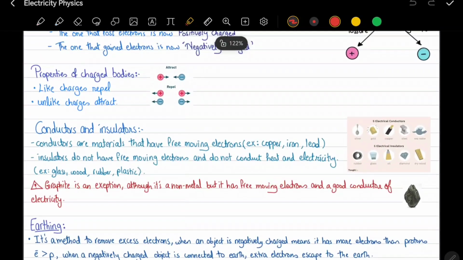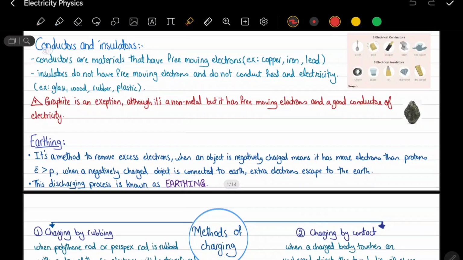The properties of charged bodies: whenever we have like charges, they will experience repulsion, and unlike charges will attract. So if you have positive and positive, they will experience repulsion. Otherwise, if you have positive and negative, they will experience attraction.